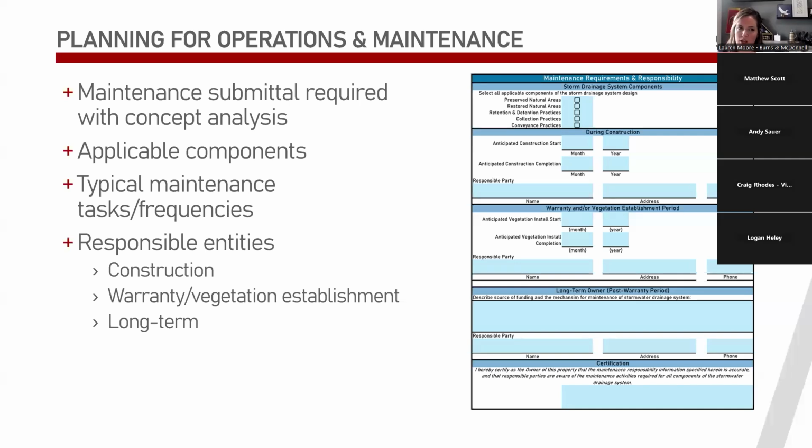And we do have tools set up within this maintenance section to really help streamline that process. But the goal is to establish those expectations up front and identify who the responsible parties in the plan are going to be for maintaining those components throughout the life of that asset. So during construction, during that warranty or vegetation establishment period, if that's applicable, and then who's the long-term owner for that site going to be, and what's the plan to communicate the maintenance expectations to them as that transitions.